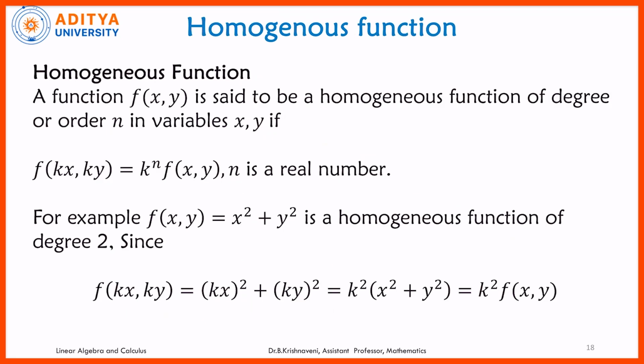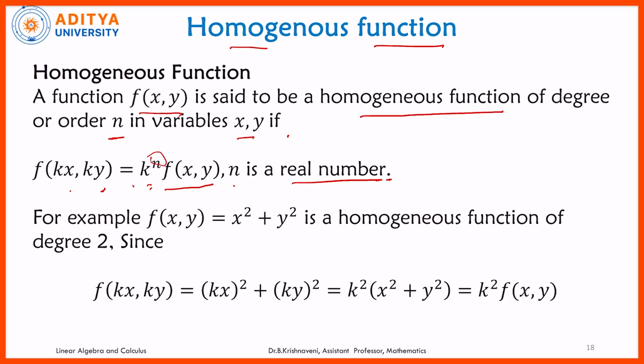So now let's discuss homogeneous functions. What is meant by a homogeneous function? Consider the function f(x, y). It is said to be a homogeneous function of degree or order n in variables x, y if f(kx, ky) is equal to kⁿ f(x, y), where n is a real number. We can say that f(x, y) is homogeneous of degree n if f(kx, ky) equals kⁿ f(x, y). Here n is a real number.